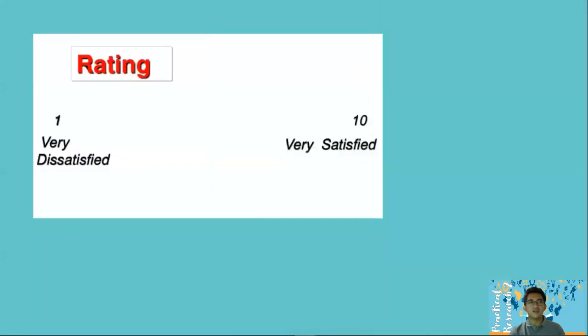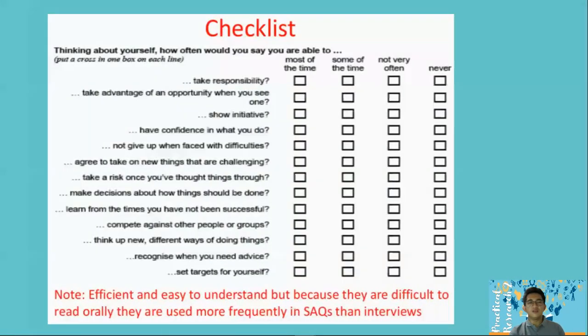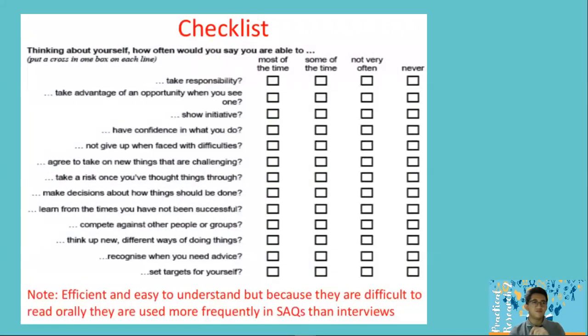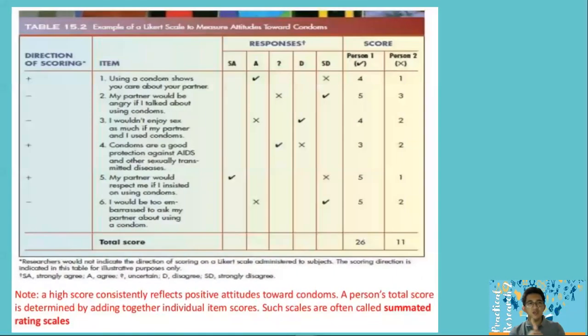Similar also to the rating. In the rating, you only have 1 to 10. There are no indicators on the middle parts. In the checklist, you have to check which is most of your answers, common answers. Here, you may ask different questions based on attitudes. Then you are going to agree or disagree. This is the most common, as I said, and it's widely used in all research studies.